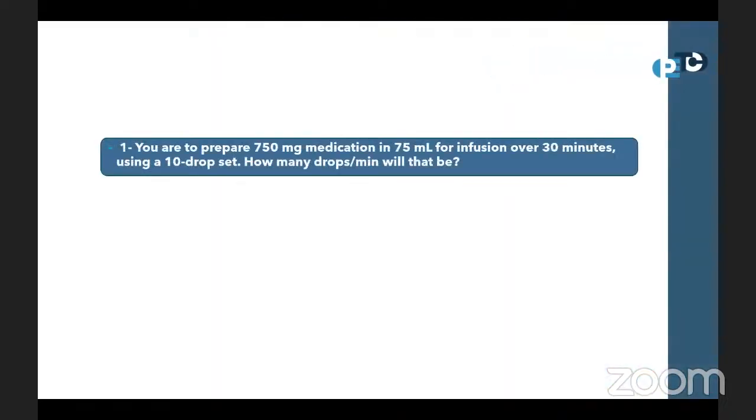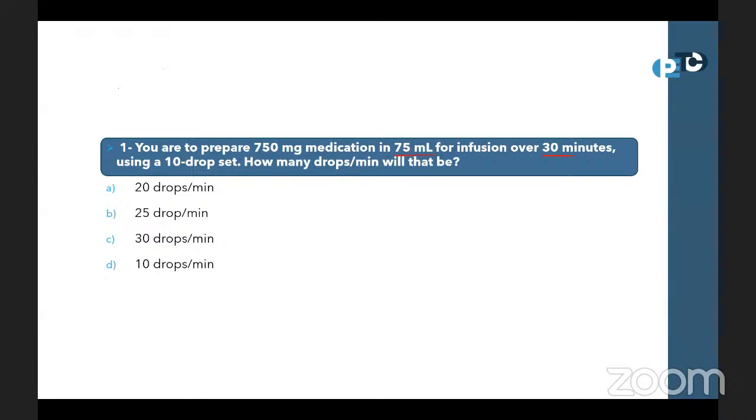Okay. The first question today: you are to prepare 750 milligrams of medication in 75 milliliters for infusion over 30 minutes using a 10 drop set. How many drops per minute will that be? Is it 20, 25, 30, or 10?